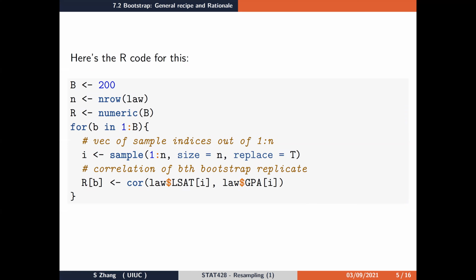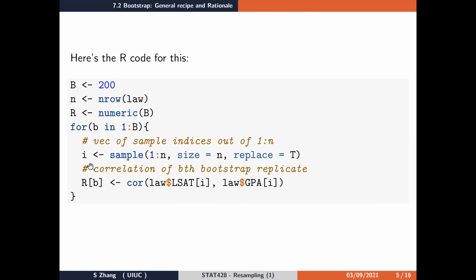So here's the R code for this. You can see it's quite short. First, say capital B is 200, so we'll replicate this 200 times. n is the number of rows of law, so we know this is equal to 15. R is the empty vector, or the zero vector, that we will use to store the RXY for each bootstrap replication.